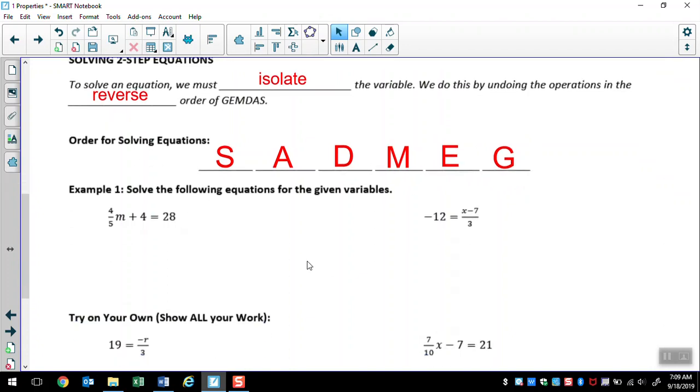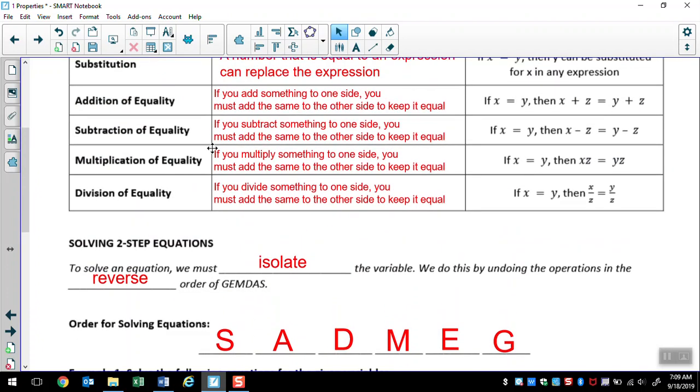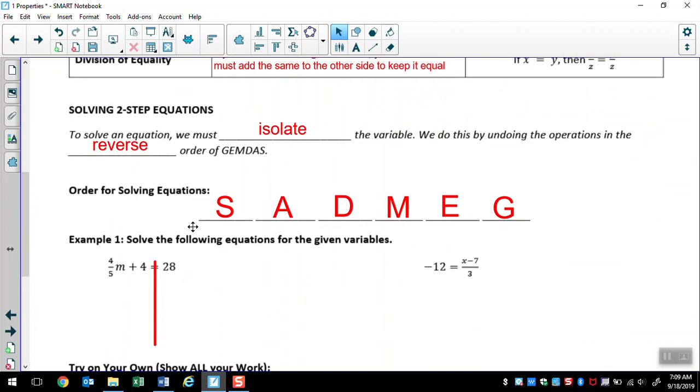All right, so let's see if we can apply that. The first thing that we always do when we're solving an equation is draw a line through the equal sign. It just helps give you those two different sides. What we do to one side, we have to do to the other side. That refers us back to these properties of equality. In order to keep that equation equal, we have to apply these properties of equality.